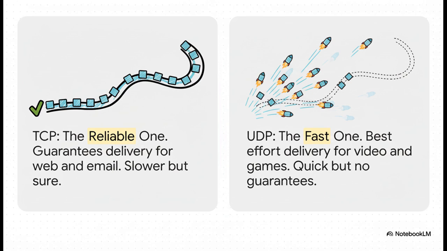On one side, you have TCP, the reliable one. It's a perfectionist. It guarantees every single piece of data arrives, in order, no exceptions. That's what your web browser and email client use. On the other side, you've got UDP, the fast one. It's all about speed. It makes a best effort to deliver the data, but no promises. It's perfect for things like video streaming and gaming, where a little bit of loss is okay, but lag is the enemy. The key is, the app developer gets to pick the right tool for their specific job.